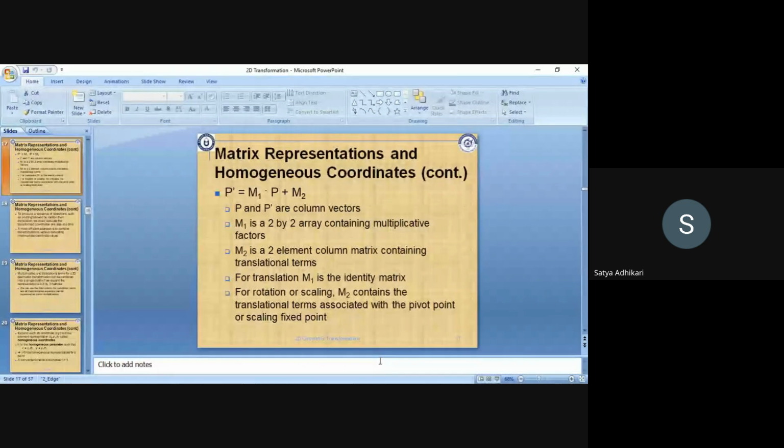It contains 1 as the diagonal. For rotation and scaling, M2 contains the translation terms associated with the pivot point or scaling fixed point.